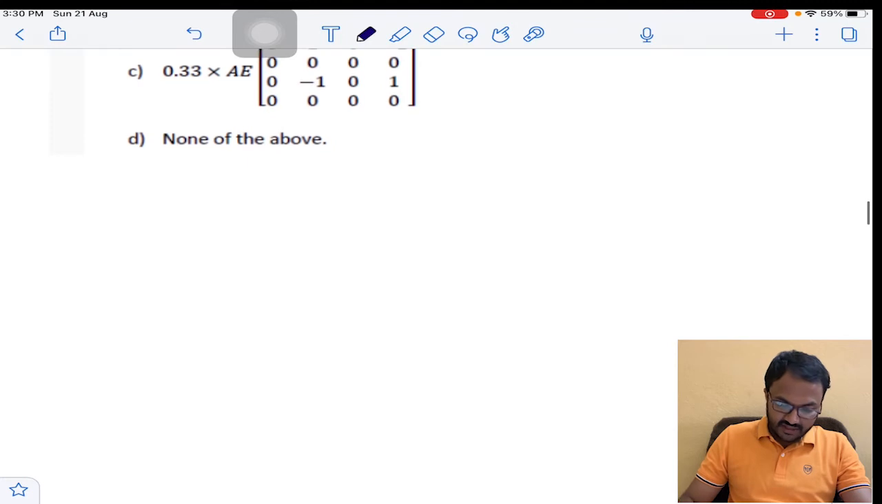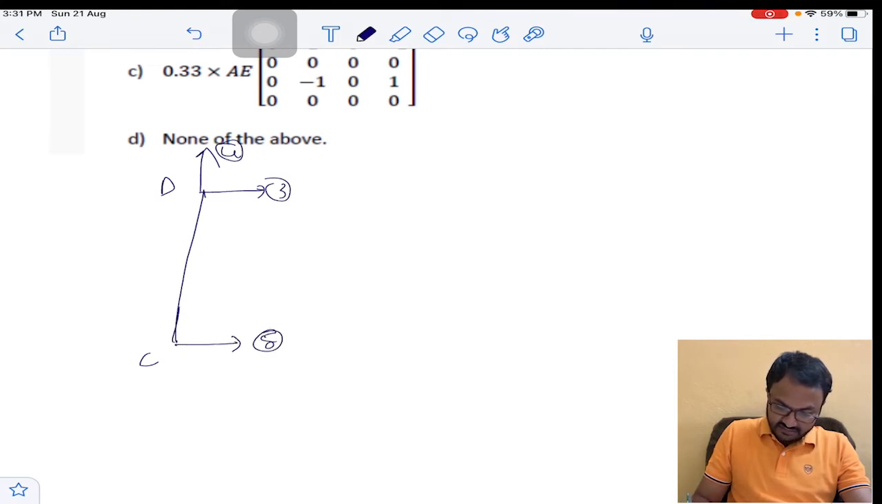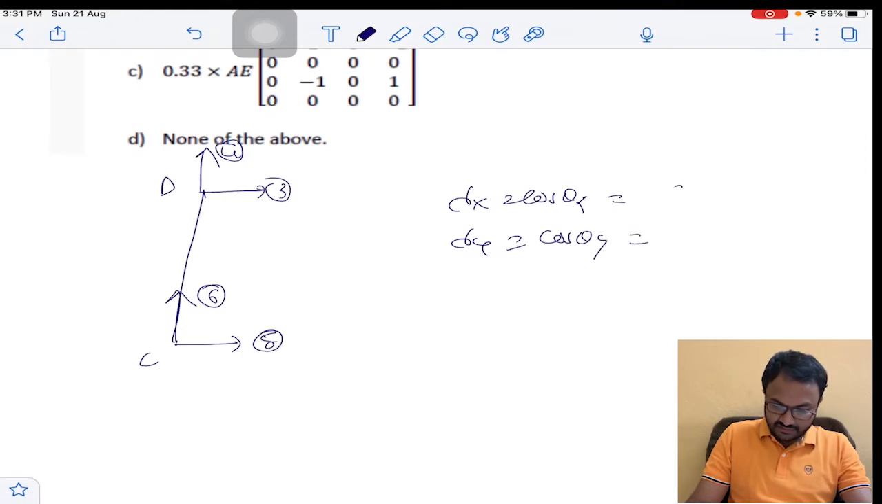So for question number 5, member CD, this is 3 and 4, this is 5 and this is 6. So here lambda x is equal to cos theta x, and lambda y is equal to cos theta y. So cos theta x, that is at point C, it is making an angle of 90 degrees. So cos 90 is 0 and cos 0 is 1.